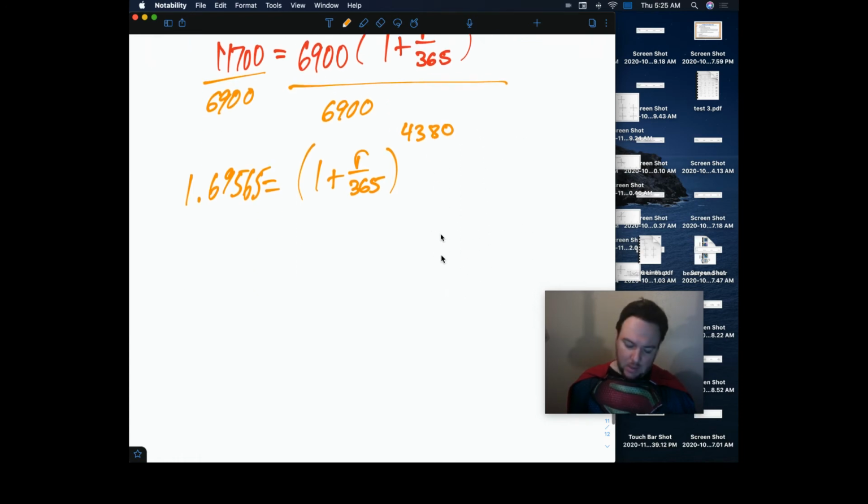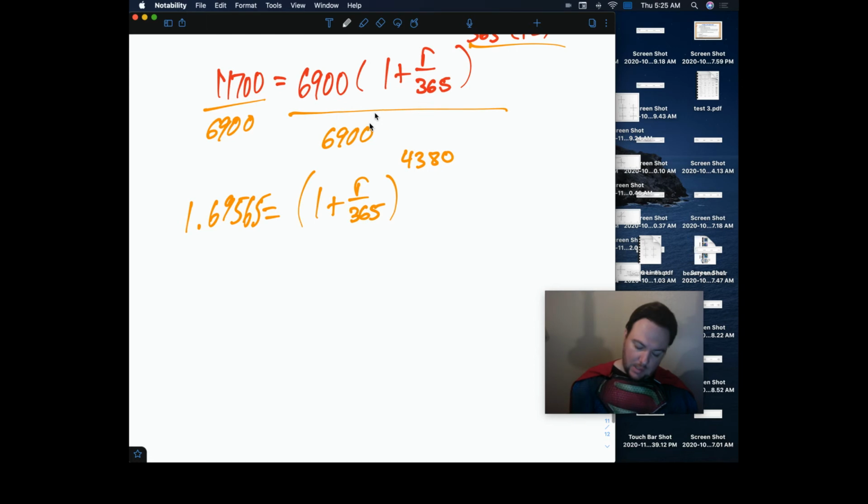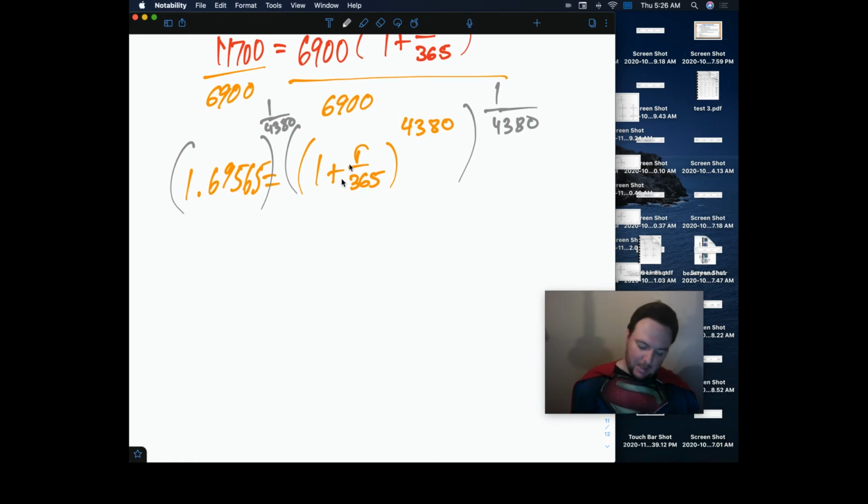Okay. And then from here, I want to get rid of that 4,380. So what I'm going to do is I'm going to raise all of this to the 1 over 4,380. That is the same thing as saying taking the 4,380 root. So this is going to give me a very nasty number. This is going to be 0.123120571.